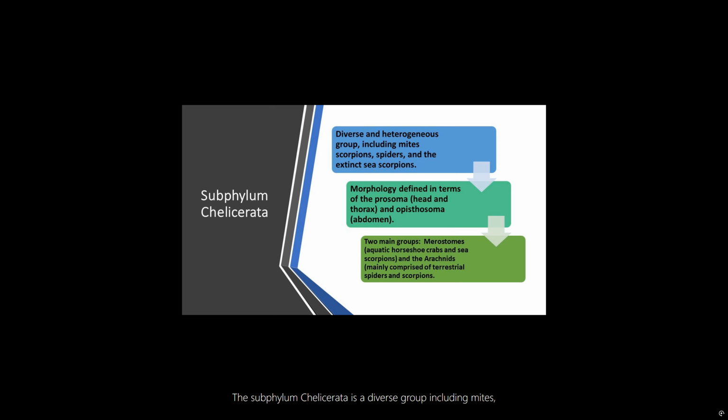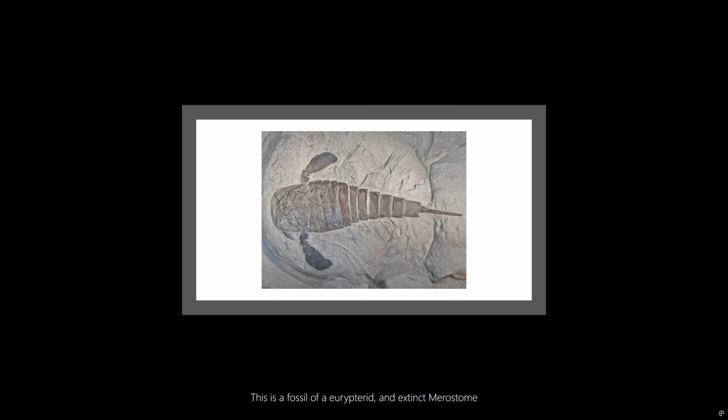The subphylum Chelicerata is a diverse group including mites, scorpions, spiders, and the extinct sea scorpions. Their morphology is defined in terms of the prosoma, which is the head and thorax, and the opisthosoma, which is the abdomen. There are two main groups, the merostomes, which are the aquatic horseshoe crabs and extinct sea scorpions, and the arachnids, mainly composed of terrestrial spiders and scorpions. This is a fossil of a eurypterid, an extinct merostome, commonly called a sea scorpion. You can see the segments in this well-preserved specimen. Many of these animals could reach more than 8 feet long.